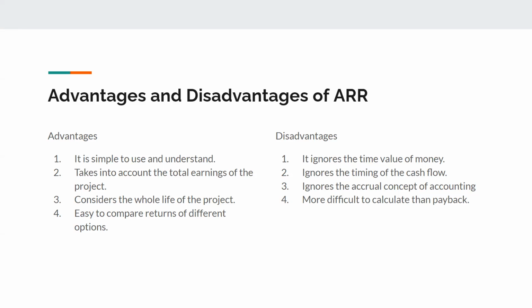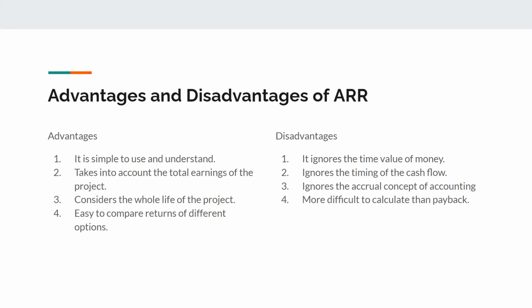Again, the disadvantage, just like the payback period, because these are non-discounted cash flow techniques, it ignores the time value of money. There's no consideration in the calculation for, you know, in the fourth year when you're receiving $500,000, what would be the value of the money then? You know, the purchasing power rather of that money then. It also ignores the timing of the cash flows, right? It ignores the accrual concept of accounting, and it's a bit more difficult than the payback period to calculate.